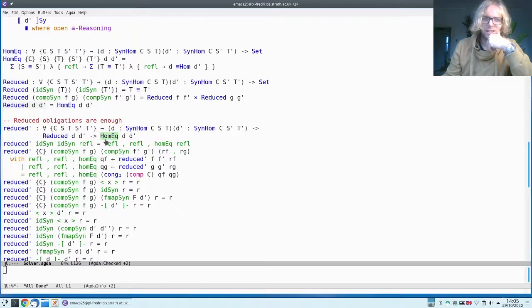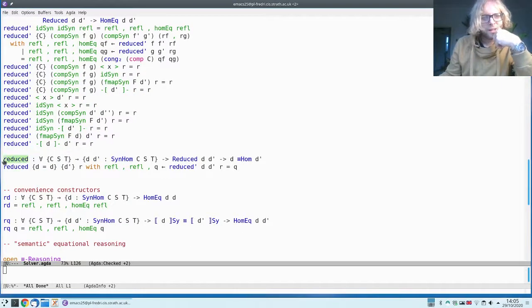So homomorphism is basically something we define for type inference reasons, so that we don't forget what we're proving. But it's basically equality of d and d prime. But this reduced function is the function we're using all the time, so that if we can prove the reduced equation, then we really know that d equals d prime, right?